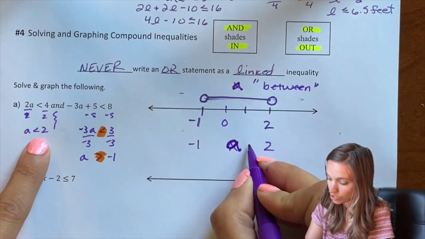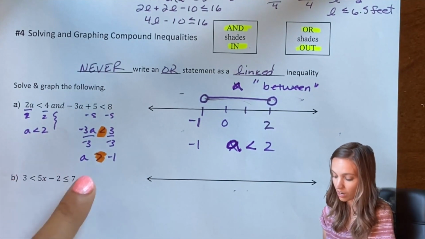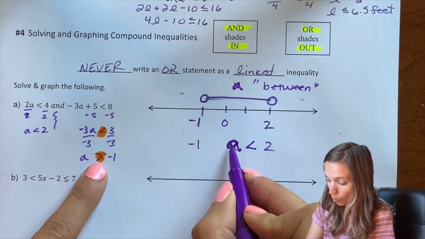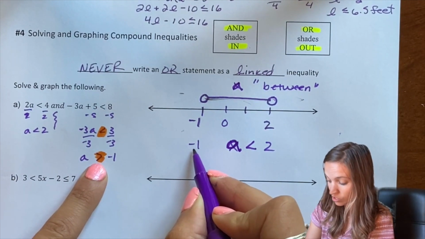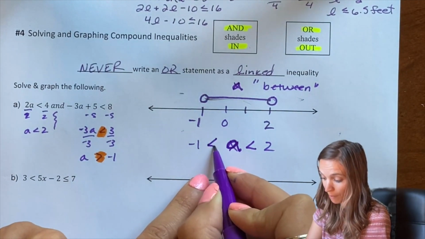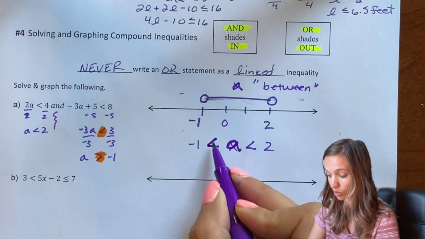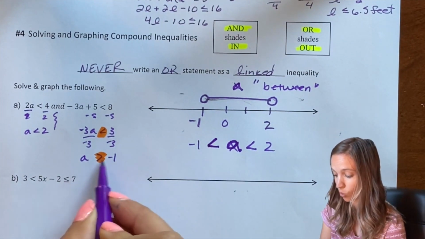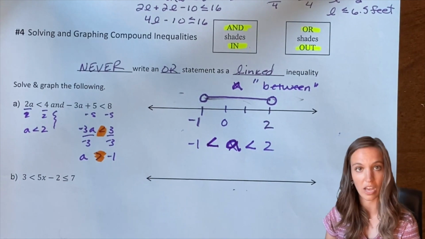So if A is less than 2, I'm just gonna copy that inequality symbol right there. If A is greater than -1, well, right here, -1 comes first. So if A is greater than, I'm gonna make sure that my inequality symbol still opens to the A. So I'm just flipping that inequality symbol because I flipped the order from the original solution set.